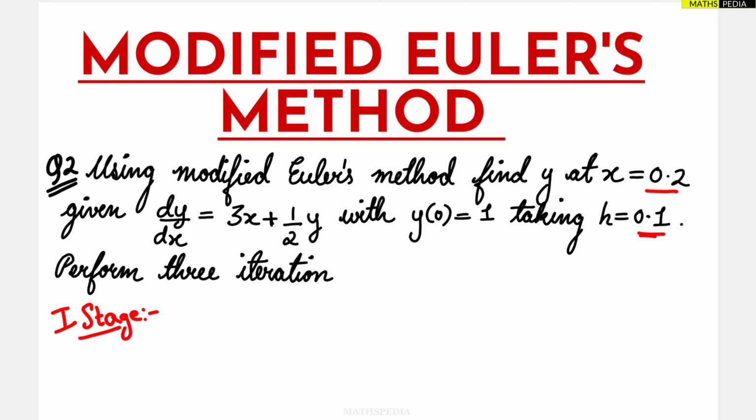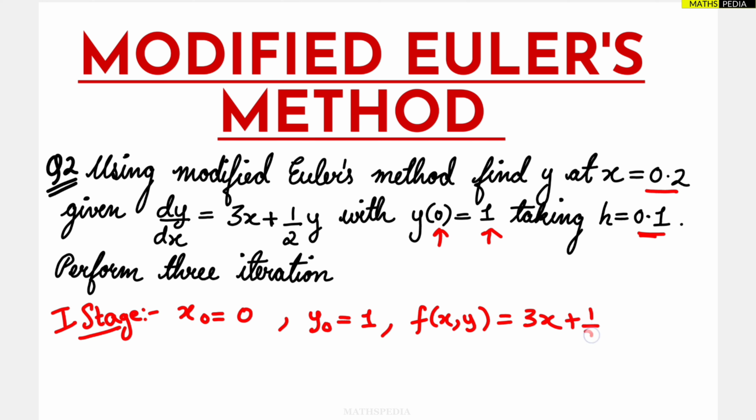In the first stage, let us write down the initial conditions given. What is the x naught value? X naught is inside the bracket, you can see over here, which is 0. What is the y naught value? Y naught is outside, sitting after the equal to. Next, the function of x and y, which is the dy by dx, is given as 3x plus 1 by 2y. Always remember this: f of x and y is nothing but dy by dx. This you have to remember. No need to write it all down, just remember this thing.